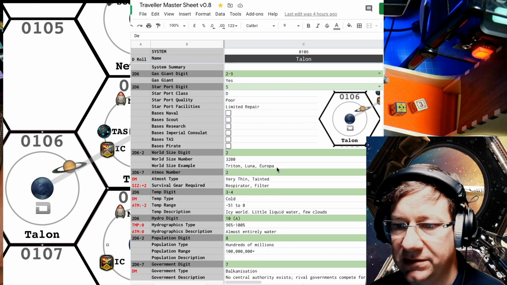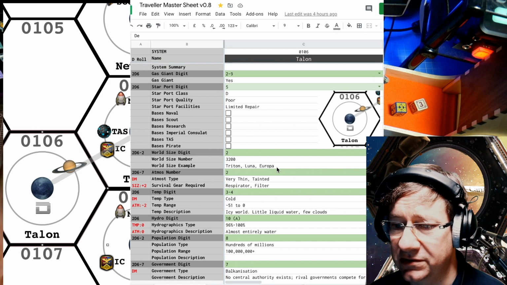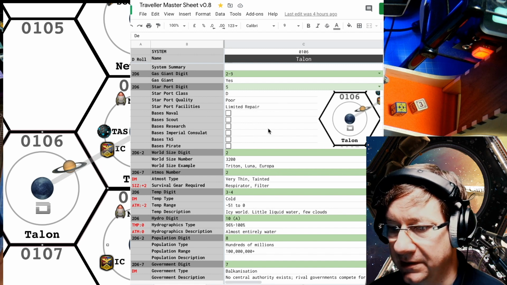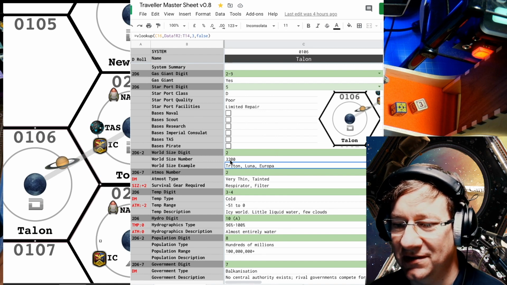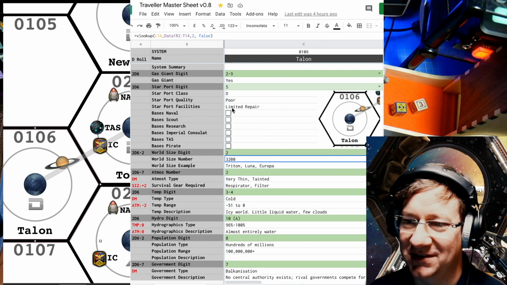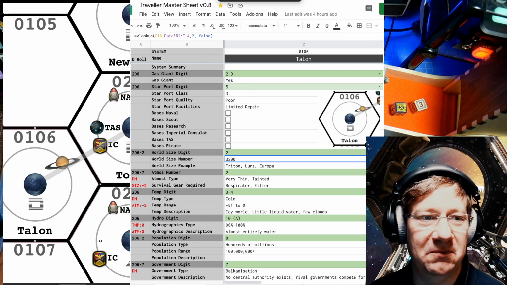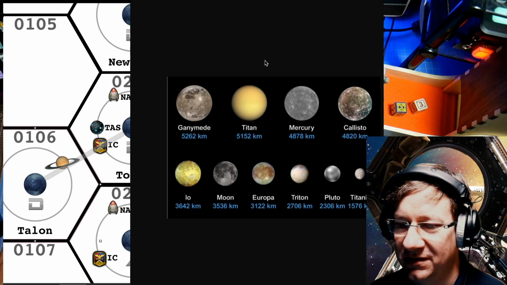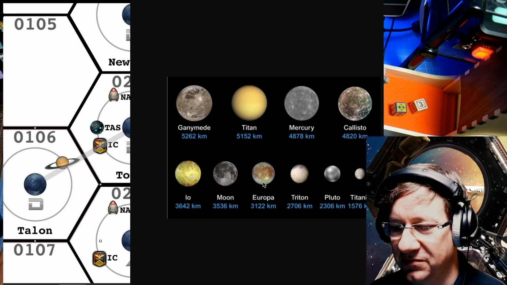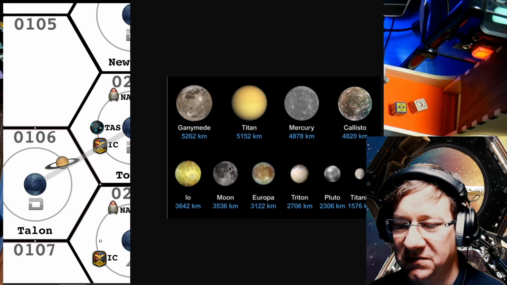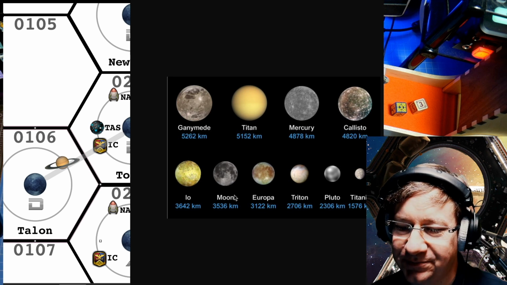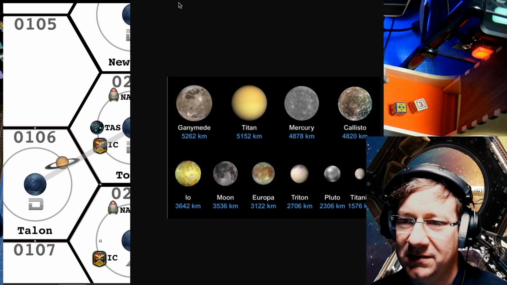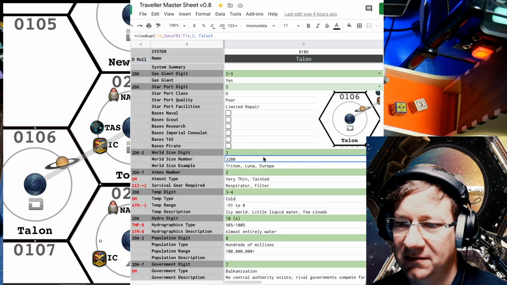It's a balkanized state. It's fractured. It's very small. I only rolled 2 in total on the world size, so 3,200 kilometers isn't much, is it? So in fact, I've got a picture here to show you. Here's Europa and Titan, and there's the moon. So it's just a bit small. It's a wee bit smaller than the moon, really. And it's an ice world. It's a solid packed ice world.